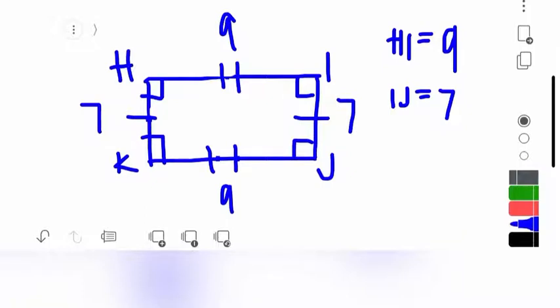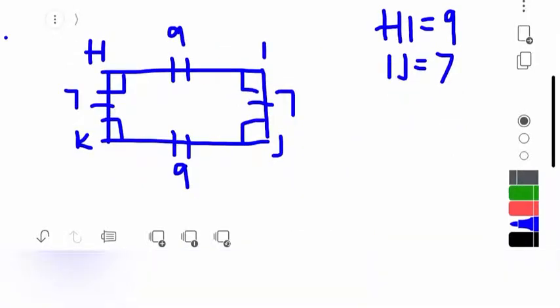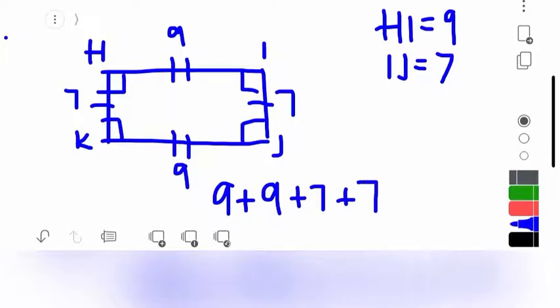In order to find perimeter, you have to add all the sides up, so the equation would be side plus side plus side plus side equals perimeter. Using the equation of adding all the sides to get the perimeter, we can use the sides we have on our figure, so 9 plus 9 plus 7 plus 7, and that gives us 32. So the perimeter is 32.